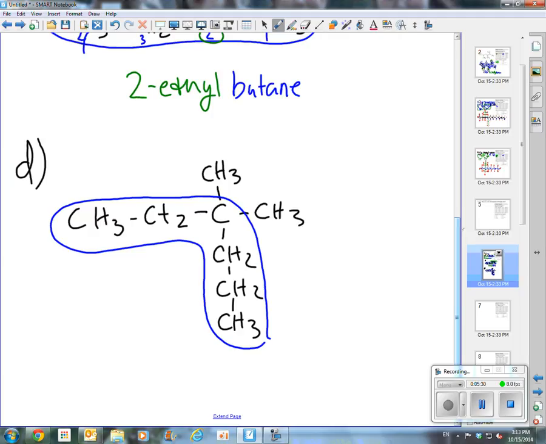Then what I'm going to be doing is numbering this so that this carbon here that has my branches attached to it is going to be at the lowest number. I can number it 1, 2, 3, 4, 5, 6, but that would put this at a pretty high number at 4. So I'm going to number 1, 2, 3, 4, 5, 6. So I've got 6 carbons. Because of that, I have the parent chain hexane.